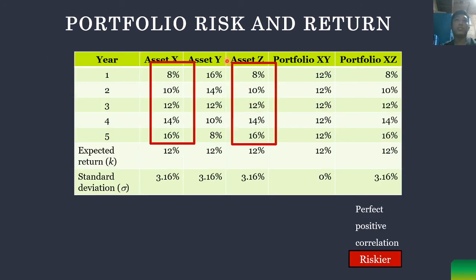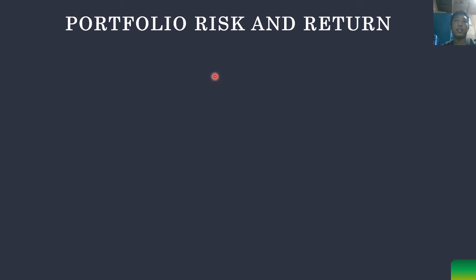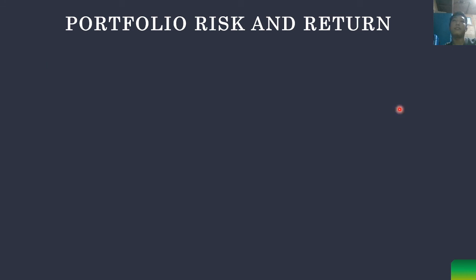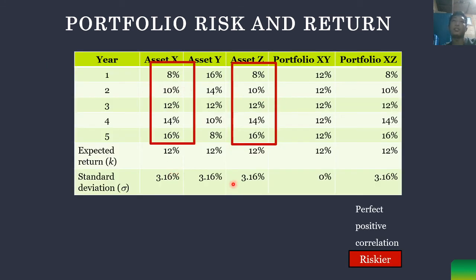So, alin ba yung returns of the two assets held in isolation? Kung ito, for example, plus dito sa year 1, ano ba dito yung range of return mo? Edi 8% to 16%, in between that the returns of the assets held in isolation. Okay? Pero yung level of risk, dyan na magkakaiba-iba. Kasi kung perfectly positive meaning, the returns are moving in the same direction, di ba? So, between the risk of two assets held in isolation. So, between sa risk level, okay, itong two assets na to.